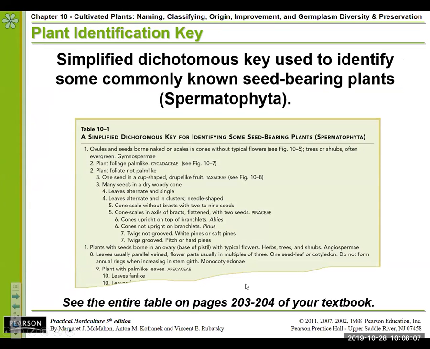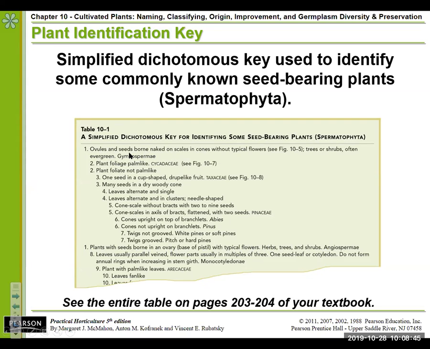Here's just an example of a dichotomous key, and it's in the entire tables there in your textbook, page 203, 204. And as you can see, if we look at one, the ovules and seeds are born naked on scales in cones without typical flowers. Or plants with seeds are born in an ovary with typical flowers. So that's the difference between the gymnosperms, the conifers, or the angiosperms, the flowering plants. One has cones instead of flowers, the other one has typical flowers.